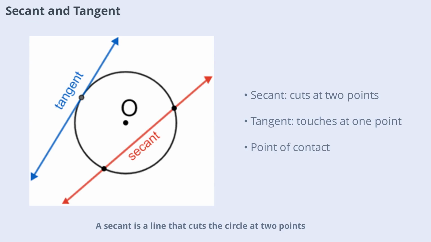A secant is a line that cuts the circle at 2 points, while a tangent touches the circle at exactly 1 point. The point where the tangent meets the circle is called the point of contact. Tangents have unique properties, such as being perpendicular to the radius at the point of contact. These lines play a crucial role in advanced geometric theorems.